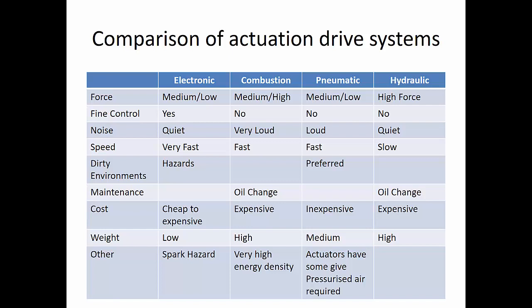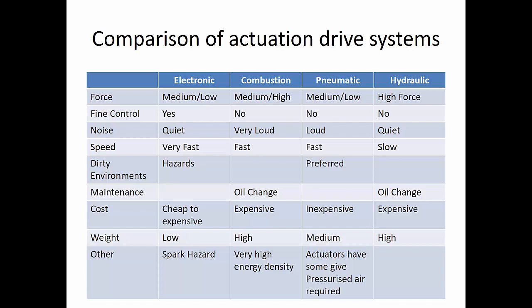Now, our combustion systems are very loud, and our pneumatic can be fairly loud as well, particularly as the air is venting around the system. In contrast, the hydraulic and the electric tend to be quite quiet. Speed-wise, our hydraulic is very slow and the others are significantly faster than that.